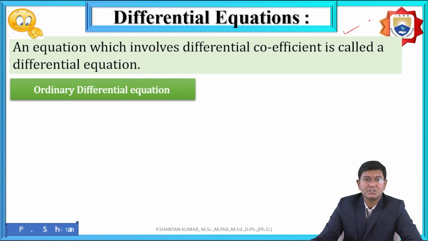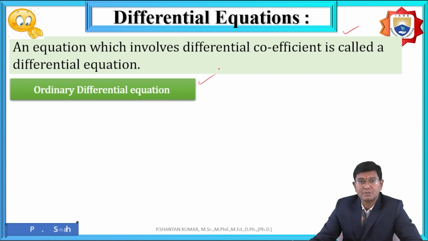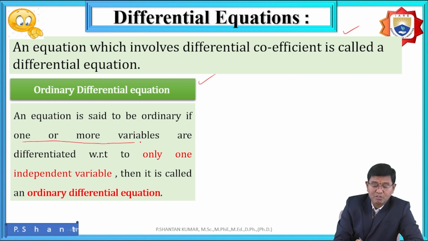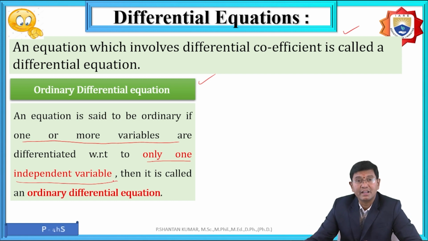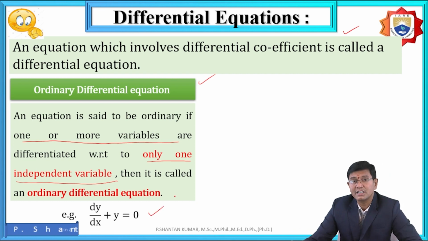Based upon the differential equations, in the previous slide we discussed the two types: one is the ordinary differential equation, and the second one is the partial differential equation. First we discuss the meaning of ordinary differential equations, based upon the dependent and independent variables. An ordinary differential equation has one or more variables but only one independent variable, and this is a clear example of it: one dependent and one independent variable occur only.